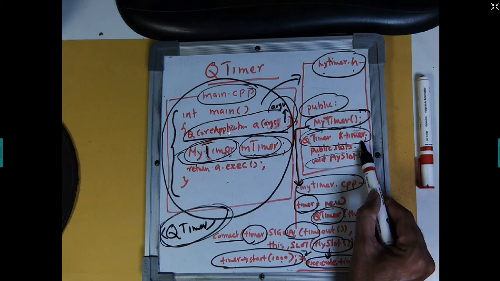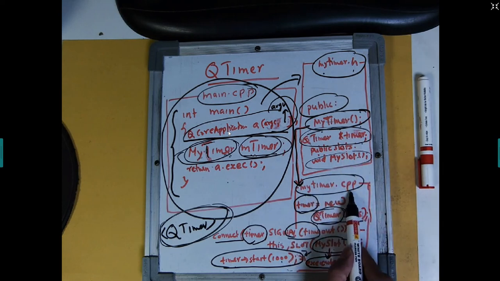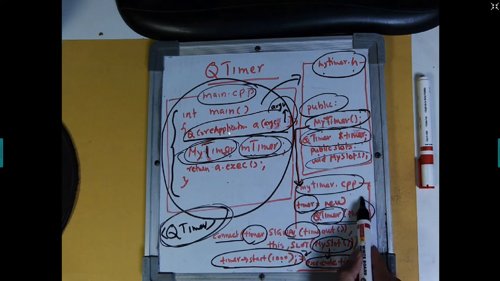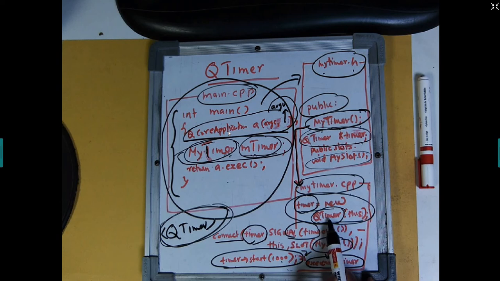In order to do that, in mytimer.cpp, in the constructor you say timer equals new QTimer(this). That means you are assigning the pointer to a new QTimer. After that, as I explained earlier, you have to use signals and slots. That means you are going to use connect, then timer, the signal is timeout and the slot is mySlot. MySlot will get executed whenever your timer is firing.